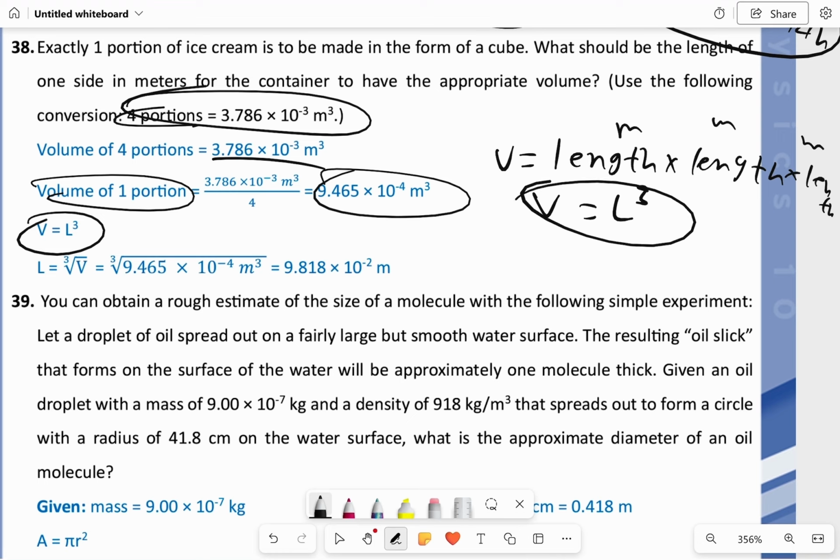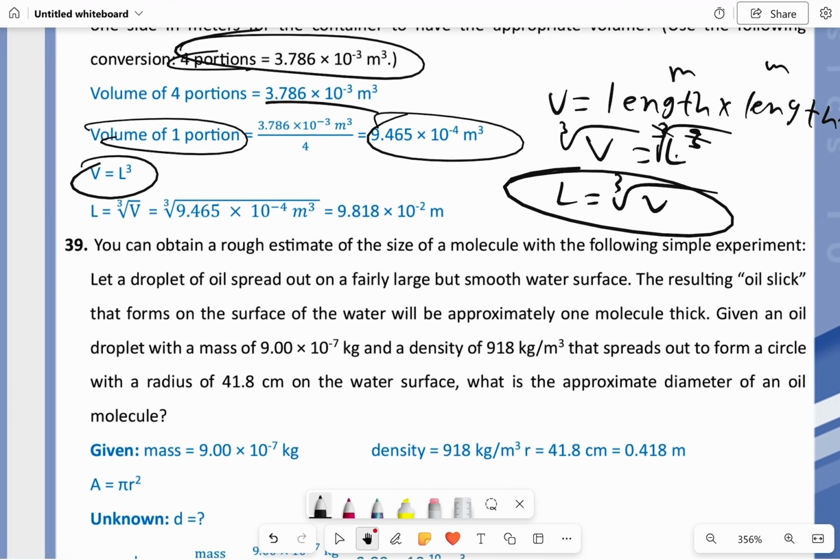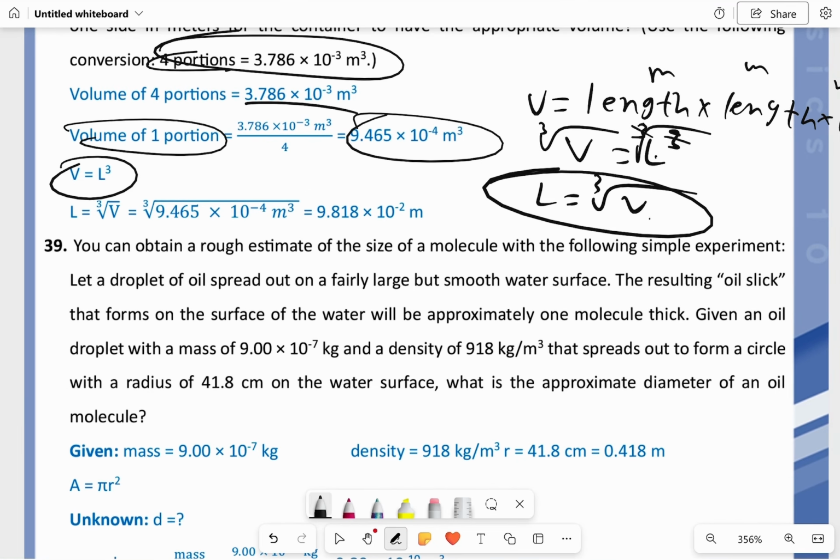And then take the cubic root for both. So you take the cubic root for this one and for this one too. This one goes with this one, so you have length, which is equal to the cubic root of volume, okay? Then you have found the volume of each one portion. Put it here and find the result, which is 9.818 times 10 to the power of minus 2 meters.